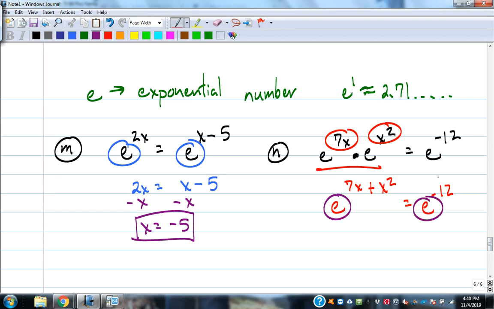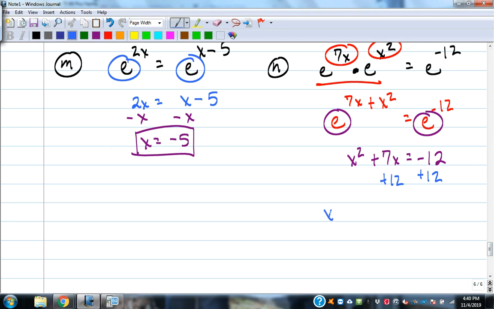So once you get those the same, then you're going to set up an equation. And I'm going to rearrange it into descending order with x squared coming first. And then because it has an x squared in it, what do I need to get it equal to? 0. So I need to get it equal to 0 before I do anything. So I'm going to add 12, and it's going to be x squared plus 7x plus 12 equals 0.